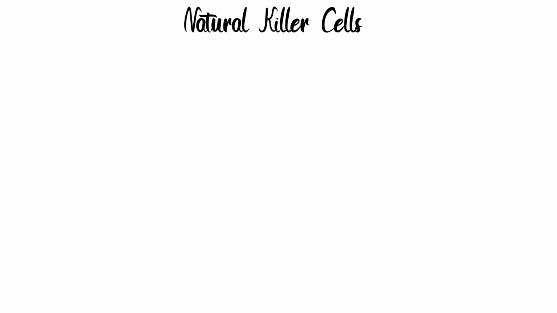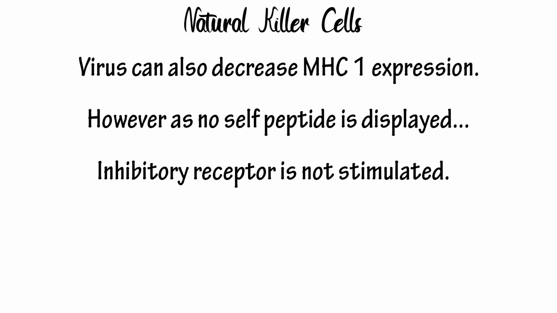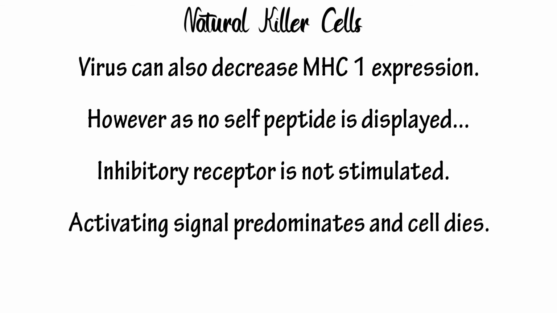But viruses also have a neat trick where they can decrease MHC1 expression from cells. You would think that means they're less likely to be detected, but the inhibitory receptor also detects there's no peptides on MHC1. And this is a problem to the natural killer cell. The cell has nothing inside it, so the activating receptor predominates and induces cell killing.